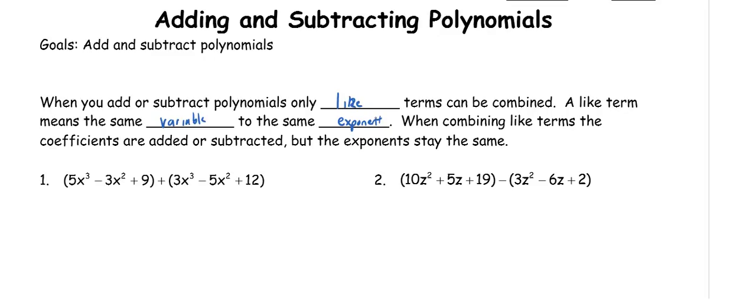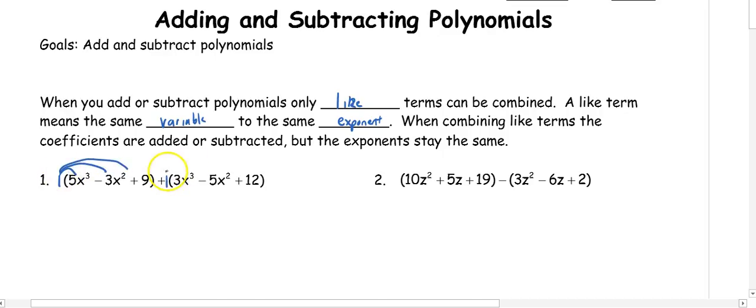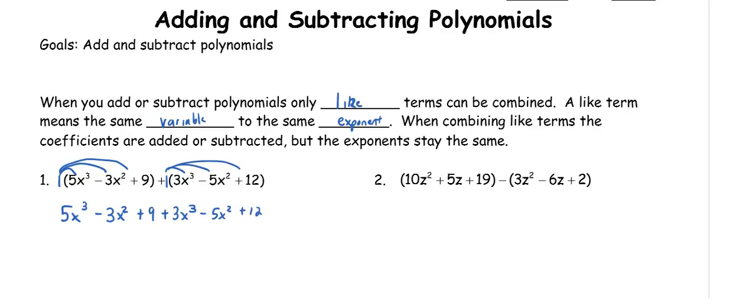So in number 1, both parentheses have no number in front of them, so it's just a positive 1. When you distribute a positive 1 to each of the 3 terms in each parenthesis, they're all going to stay the same. So we would have 5x cubed minus 3x squared plus 9 plus 3x cubed minus 5x squared plus 12.